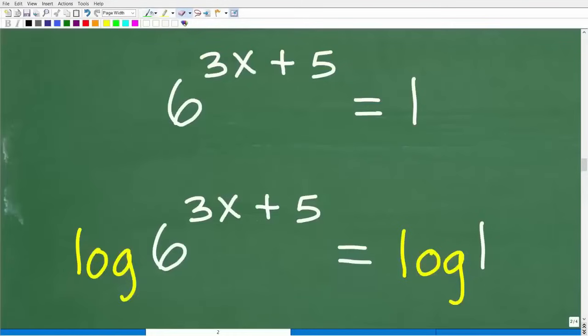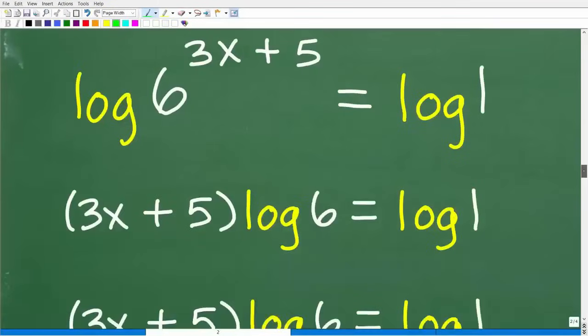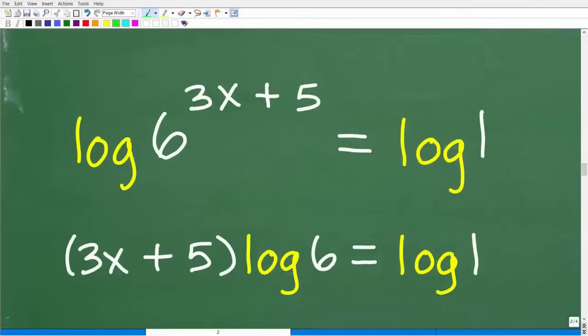So at this point, I am ready to take the log of both sides. So let's go and do that. All right, so we're going to take the log of both sides, and then we're going to use the property of logarithms that allows us to put this whole exponent expression in front of the log. So this is just a little bit more involved version of the problem we just did. So we have 3x plus 5 times log 6 is equal to log 1.